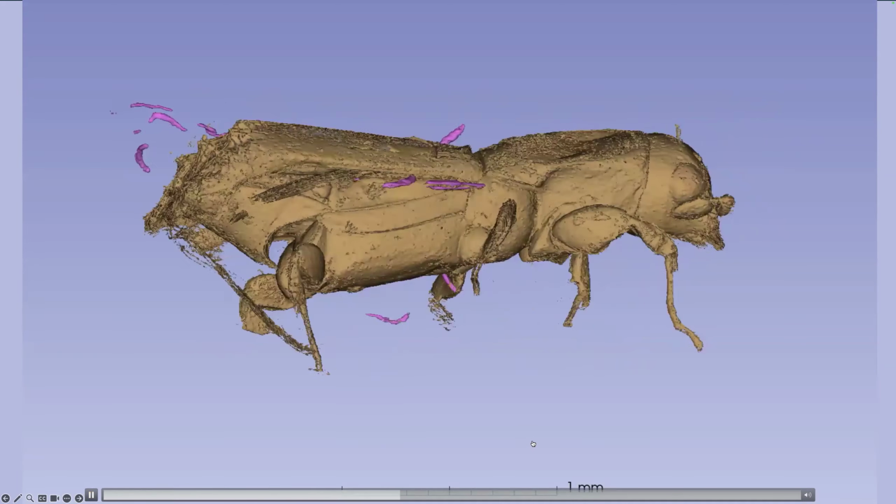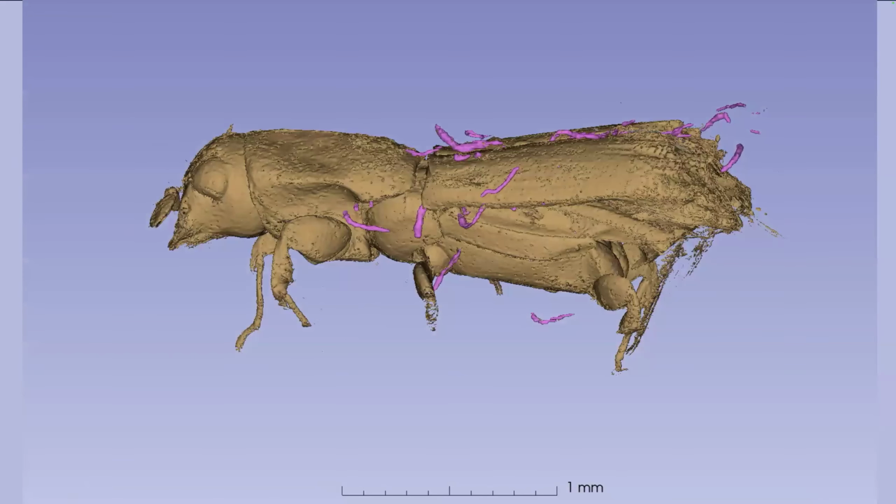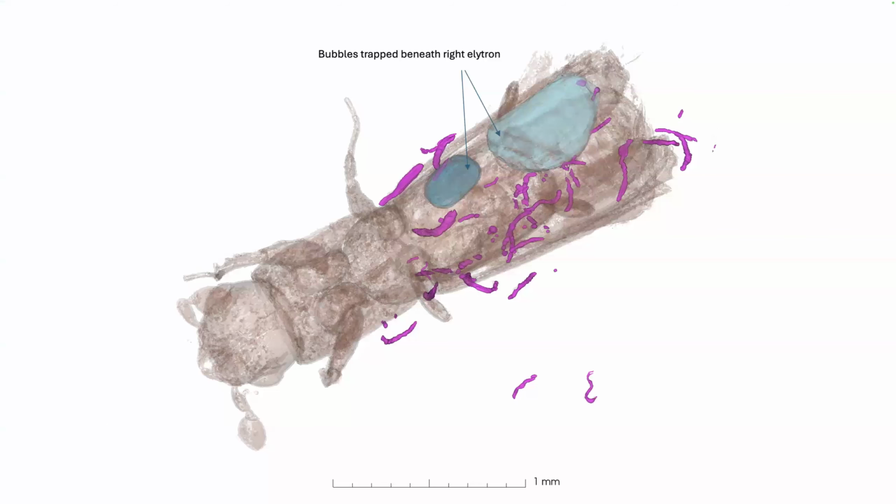So doing this, you start to see that there are many more nematodes than we ever realized back in 2011. About 35 of them I count. And just a couple of days ago, I've been playing with the transparency. So here's the beetle, here are its eyes. And these are two bubbles that are trapped under the right elytron of the beetle. And this is the mass of nematodes.